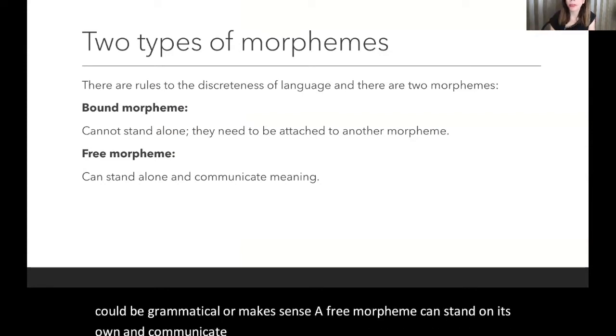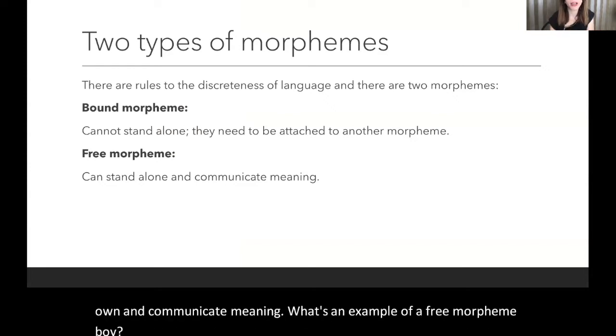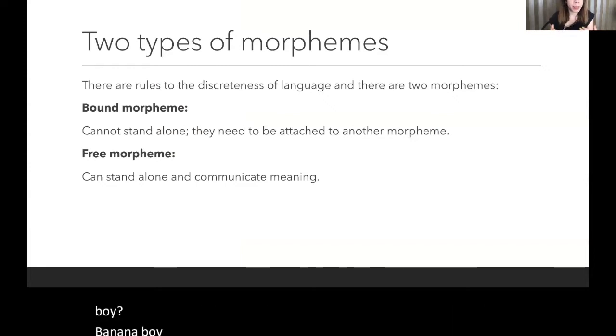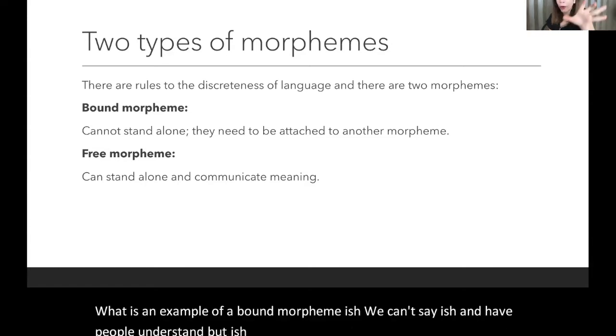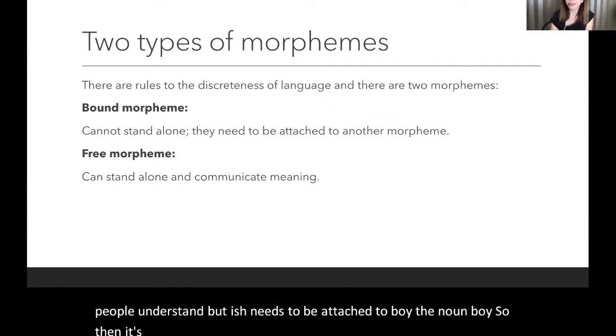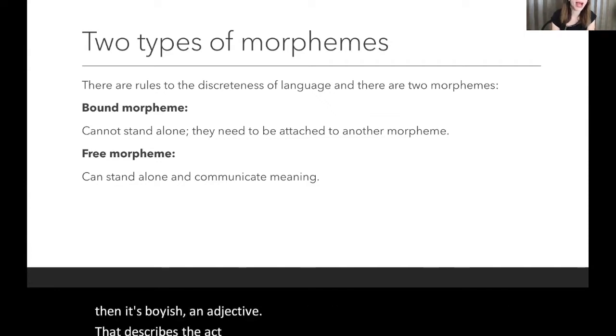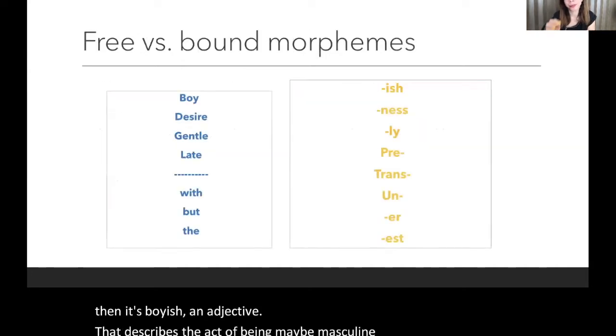What's an example of a free morpheme? Boy. What is an example of a bound morpheme? Ish. We can't say ish and have people understand, but ish needs to be attached to boy, the noun boy, so then it's boyish, an adjective that describes the act of being maybe masculine or like a boy. So free versus bound morphemes.